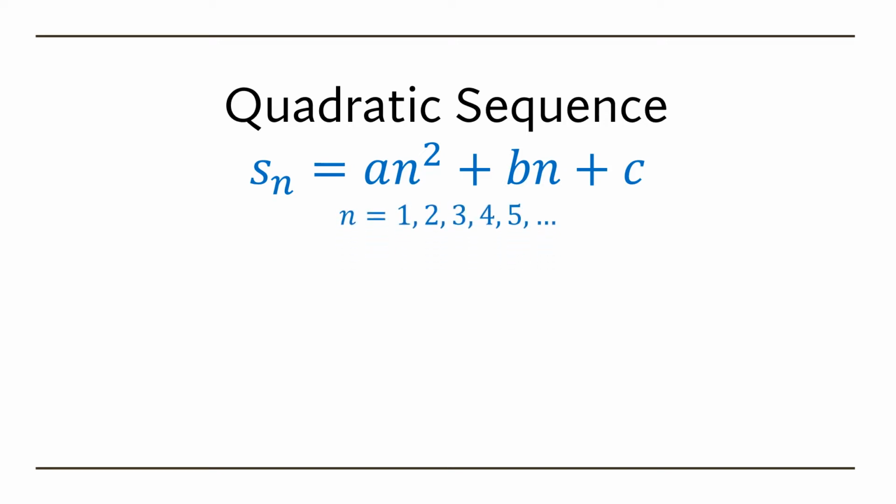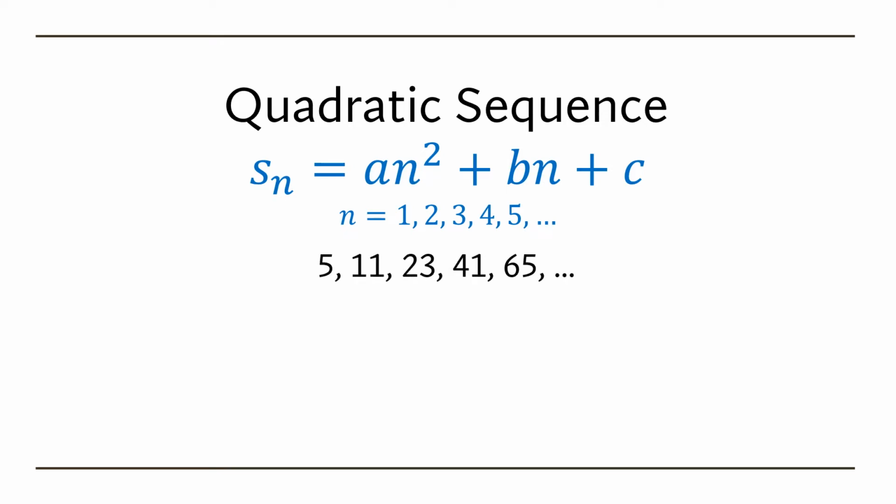So again, remember that a quadratic sequence is a sequence of numbers that's generated by this formula. The value, or the S sub n, which is the element in the sequence, is equal to an squared plus bn plus c. And n is equal to 1, 2, 3, 4, 5, and so on, as far as you want to go out.